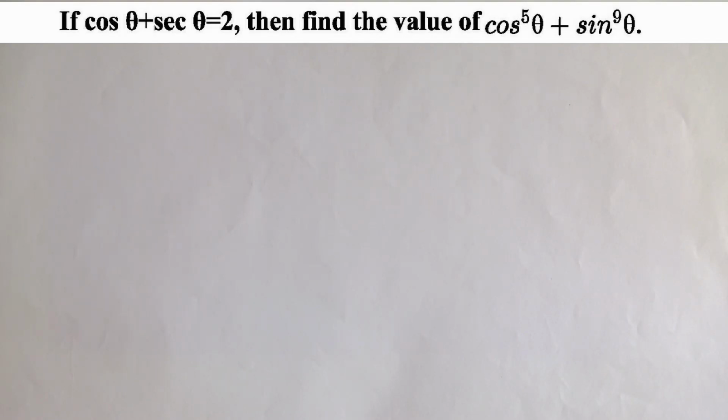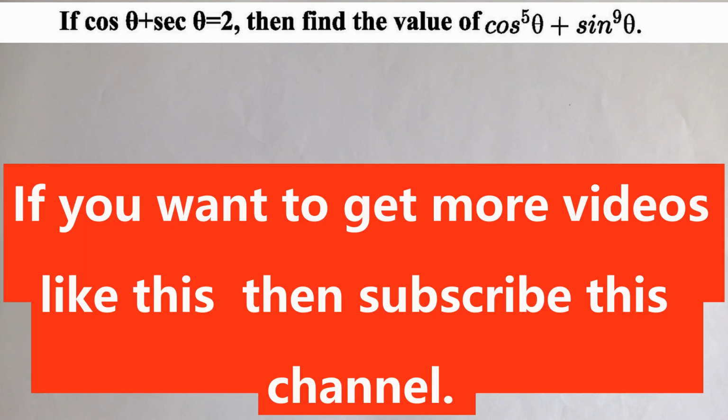Welcome everyone. If cos theta plus sec theta is equal to 2, then find the value of cos to the power 5 theta plus sin to the power 9 theta.